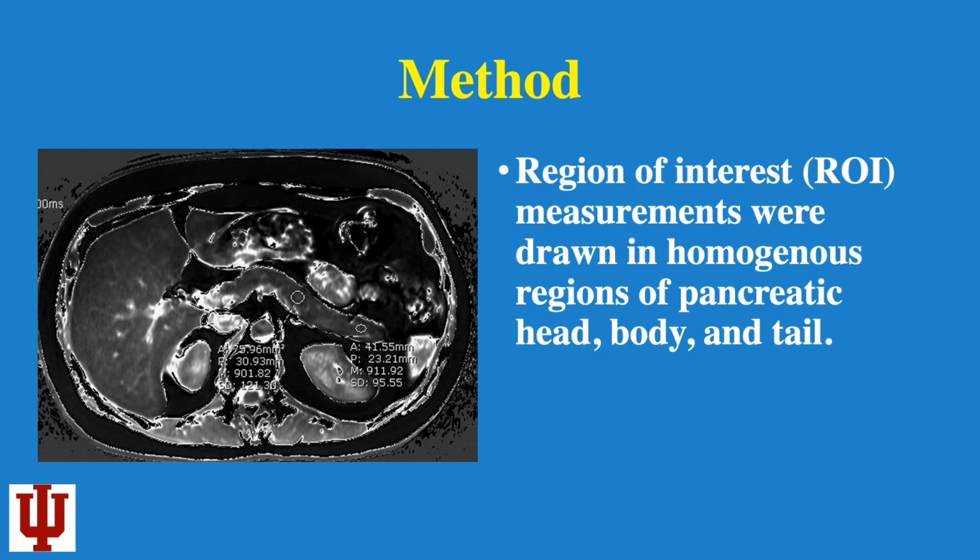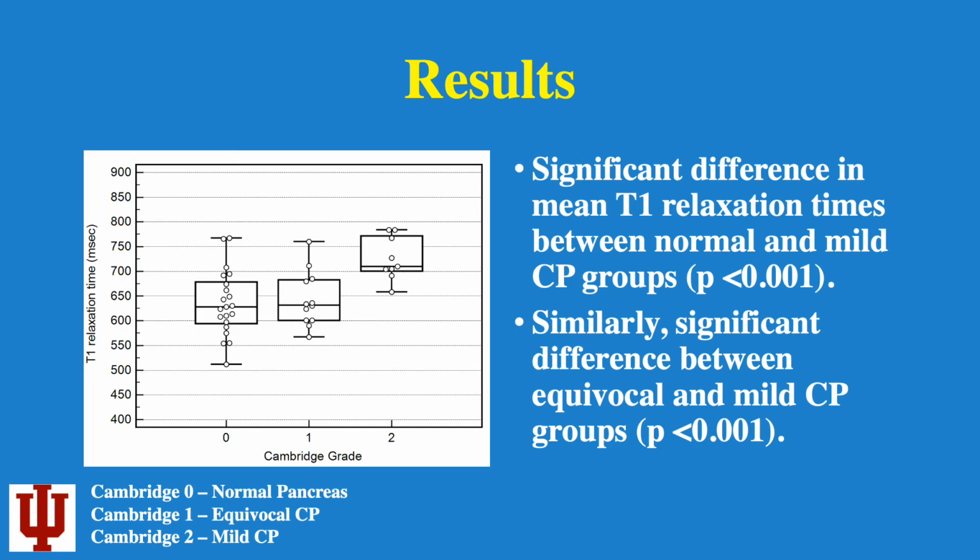Region of interest measurements of approximately 1 square centimeter were drawn in homogeneous regions of the pancreatic head, body, and tail as illustrated in this representative image. Our results compare T1 relaxation times in our 3 patient cohorts.